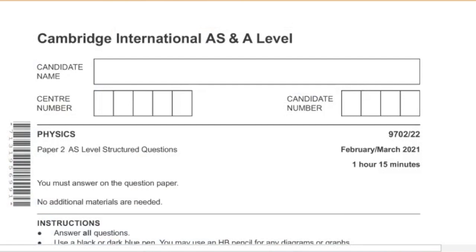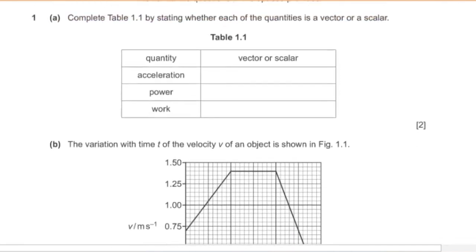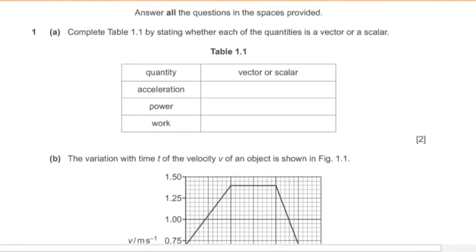Today I'll be solving Physics Paper 2 AS Level Structured Questions 9702 Paper 2, February-March 2021. Question number 1, Part A. Complete Table 1.1 by stating whether each of the quantities is a vector or a scalar. So acceleration is a vector quantity, and power along with work, they are scalar quantities.